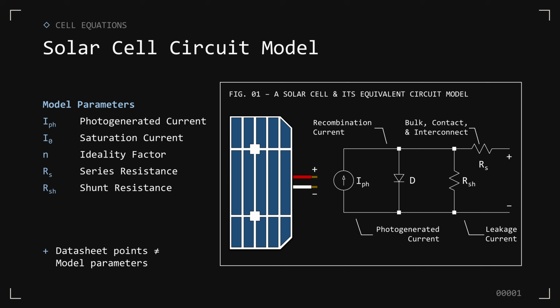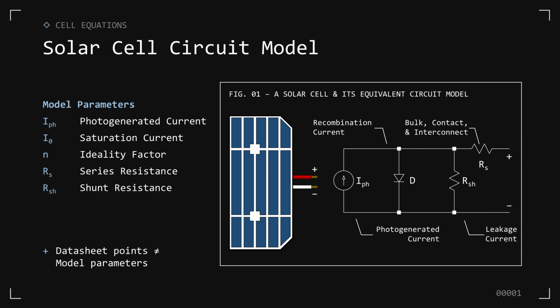cell with 4 elements. The first of the 4, the current source IPH, that's the photogenerated current due to the photovoltaic effect, where carriers are excited by absorbed light. The diode D represents recombination current, where excess electron-hole pairs recombine inside the cell, returning carriers to lower energy states instead of delivering that energy to the load. The diode itself is described by the saturation current I0 and the ideality factor N.